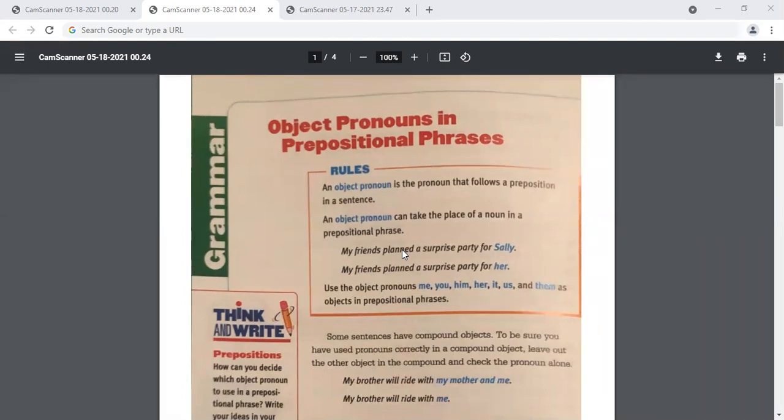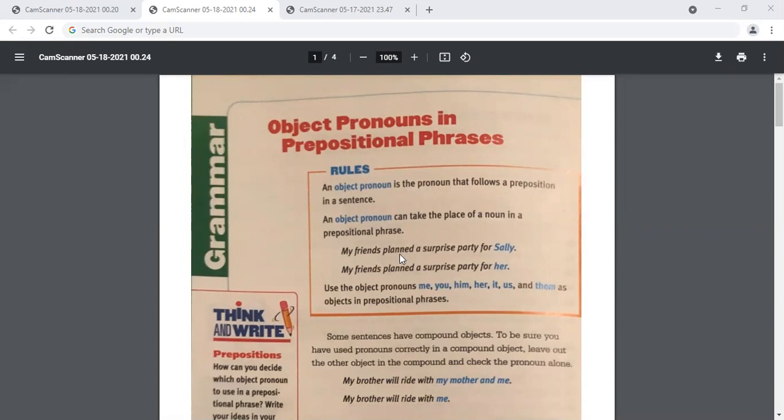So an object pronoun is a pronoun, again, that follows the preposition in the sentence. The object pronouns that are used are me, you, him, her, it, us, and them. So all of these can be used as objects in prepositional phrases. And they take the place of a noun.